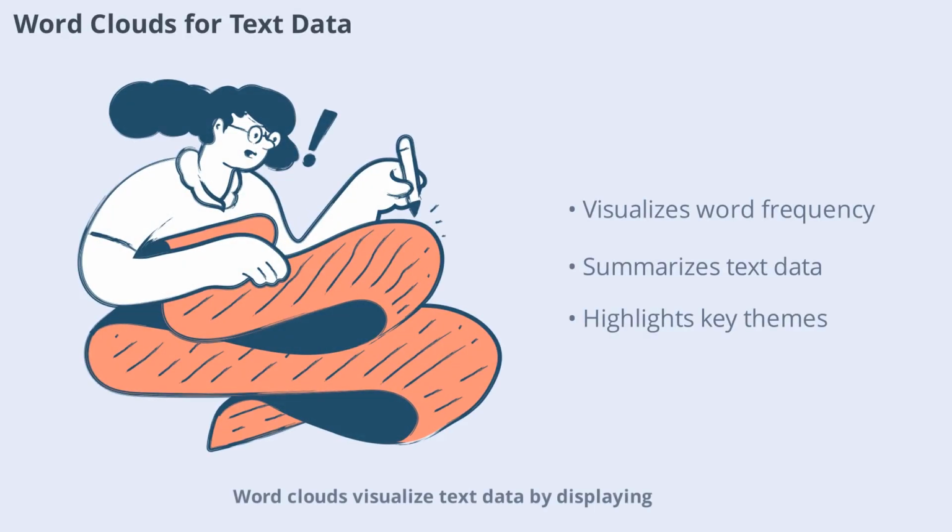Word clouds visualize text data by displaying words in varying sizes based on frequency. The more often a word appears, the larger it is in the cloud. Word clouds are popular for summarizing survey responses, social media posts, or customer feedback. They provide a quick snapshot of key themes and topics in large text datasets.